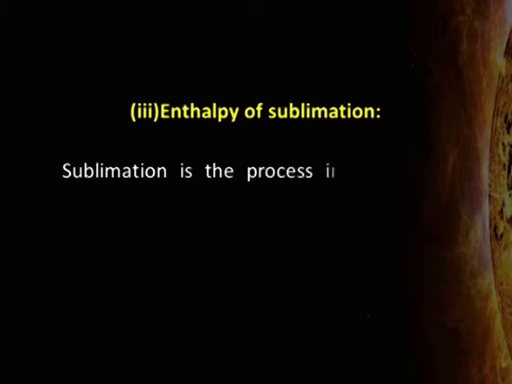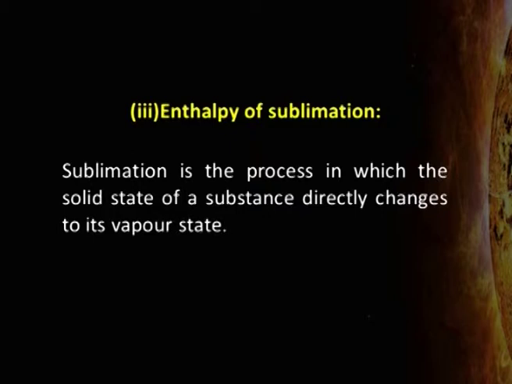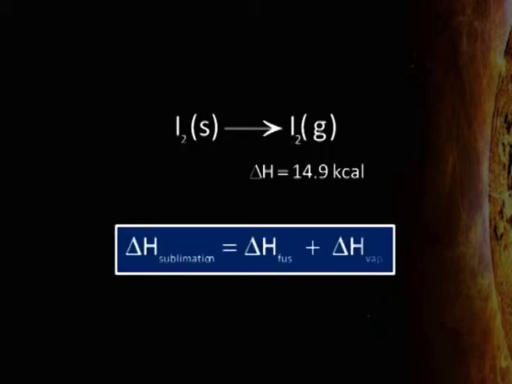Now, enthalpy of sublimation. Sublimation is the process in which the solid state of a substance directly changes to its vapor state. The enthalpy of sublimation is the heat involved when 1 mole of the solid is directly changed to its gaseous or vapor state. For example, enthalpy of sublimation for iodine is equal to 14.9 kilocalories. Normally, enthalpy of sublimation is equal to the sum of enthalpy of fusion plus enthalpy of vaporization.